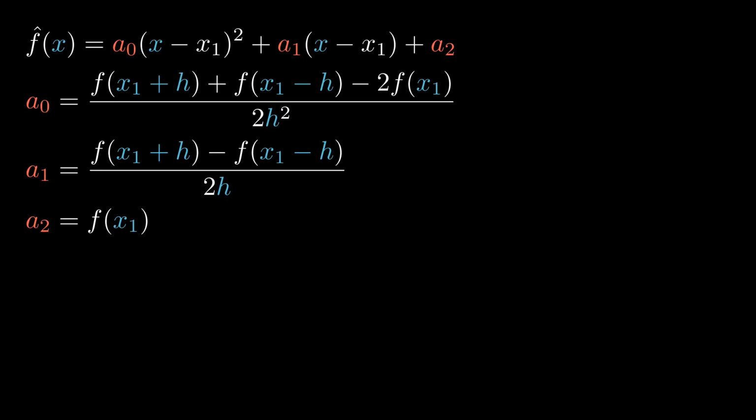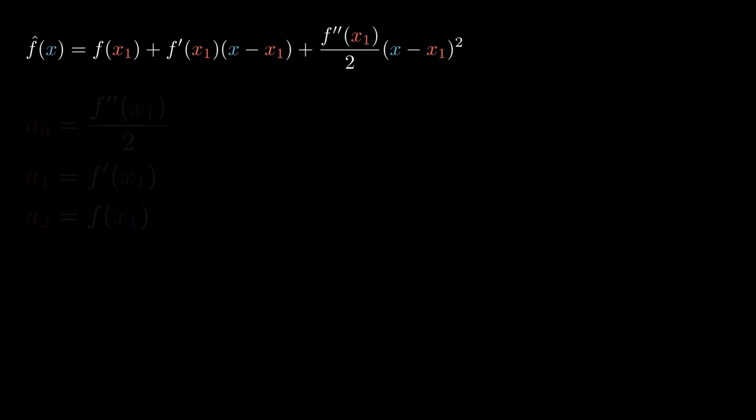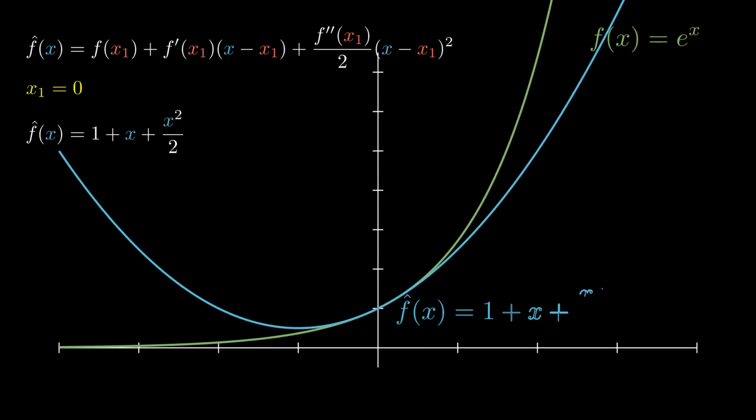Notice that once again the expression for a0 looks suspiciously similar to that of the second derivative with an extra 2 in the denominator. Also, the expression for a1 is once again suspiciously similar to that of the first derivative. Taking the limits again and making the substitutions for a0, a1 and a2, we arrive at the final approximation. Let's now plug in 0 for x1 and see what the graph looks like. Once again, the parabola is tangential to the original curve, since by taking the limits earlier, we brought x2 and x3 infinitely close to x1.